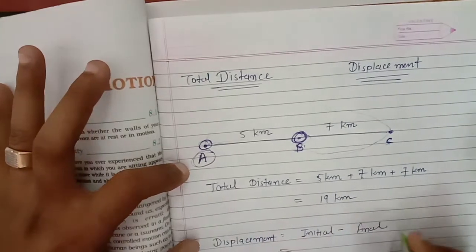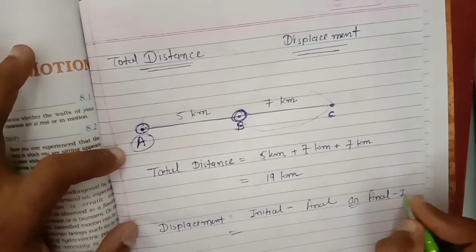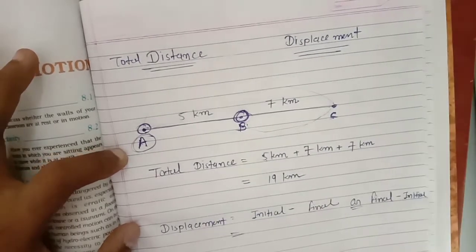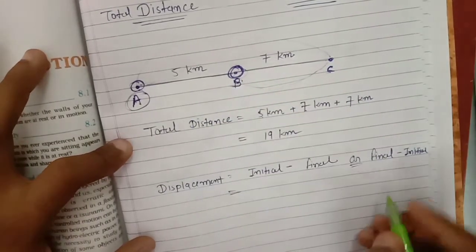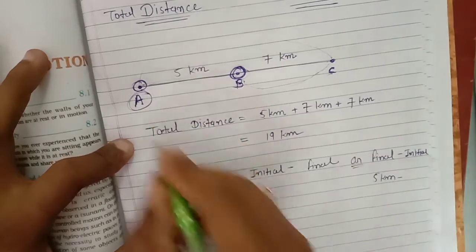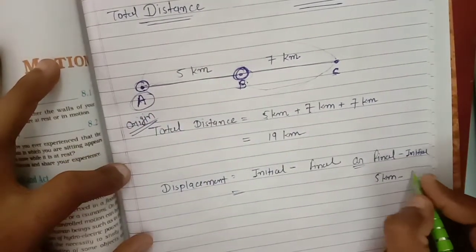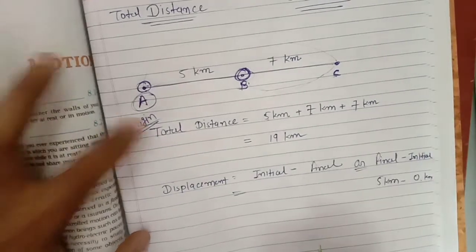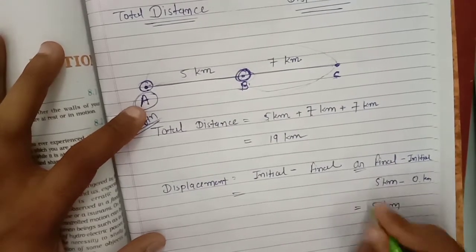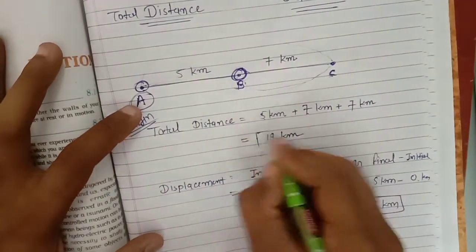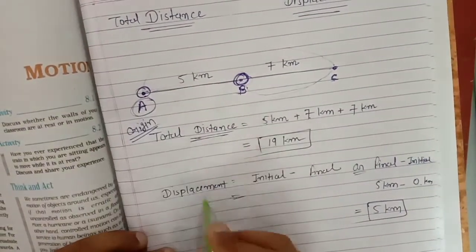Your displacement, or final minus initial is what? Our displacement. So the final position means at 5 km. The initial is our origin. Clear? It is what? 0. At 0 km we start our journey from here. So displacement is what? 5 km. And distance is what? 19 km. So these two are the difference between distance and displacement.